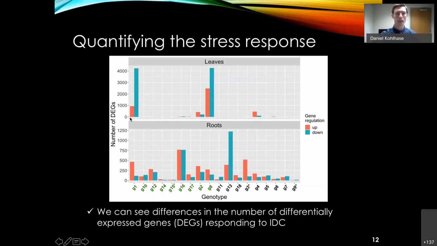We see some that have differential expression in the leaves and in the roots, like 1, 2, and 8. We see others that have differential expression just to the roots, and then even like if we look at genotype 14, there's very little differential expression in the leaves and in the roots, in either tissue type.